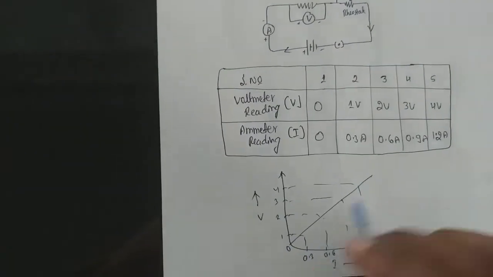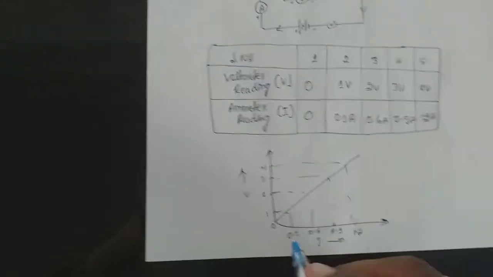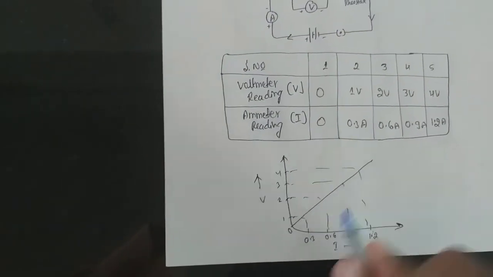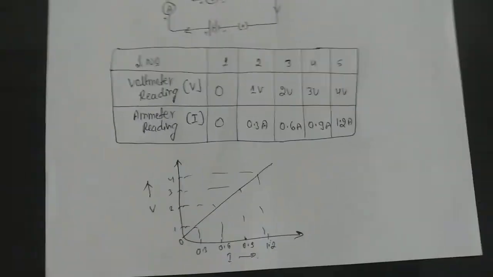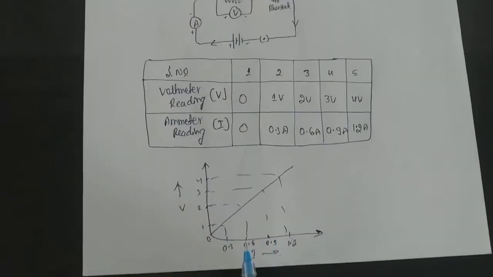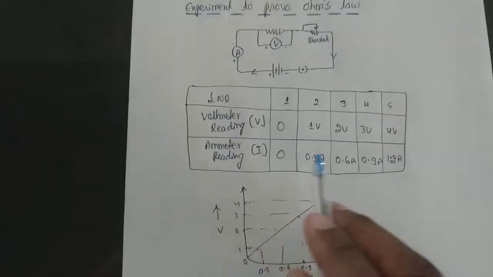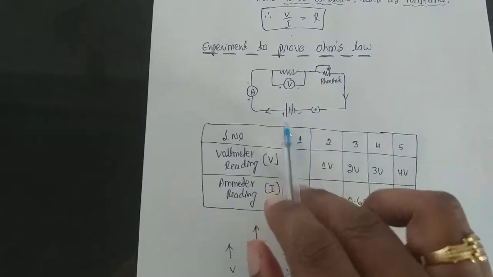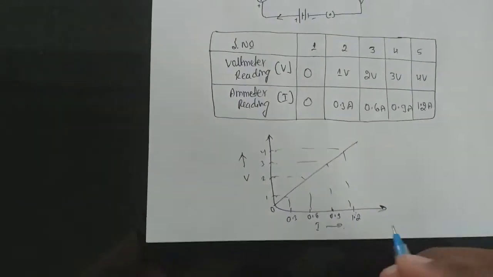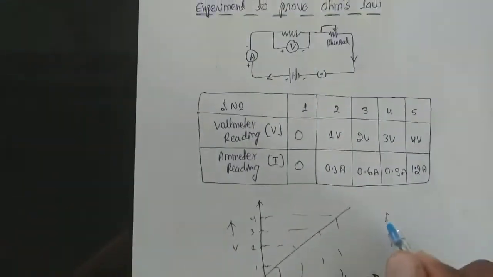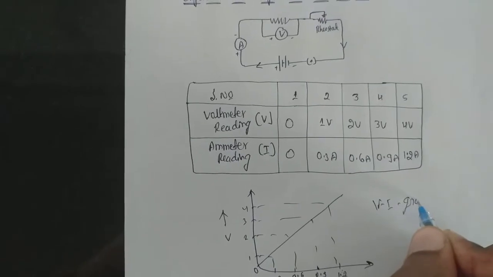When you join all these points, you get a linear graph. This linear graph shows that whenever you increase voltage, the current also increases. This is how we prove Ohm's law. Ohm's law says that the current flow in a circuit is directly proportional to the voltage, that is potential difference. And this graph is known as the VI graph.